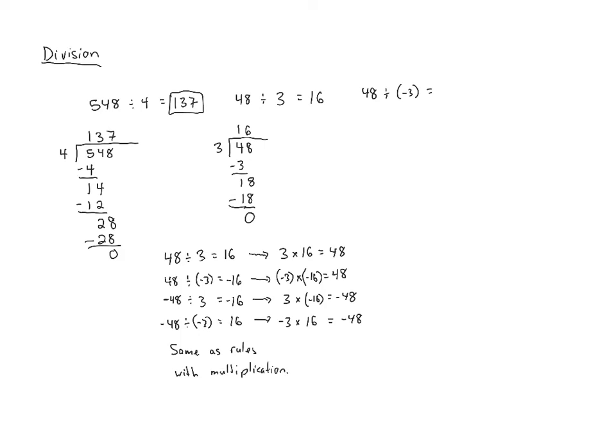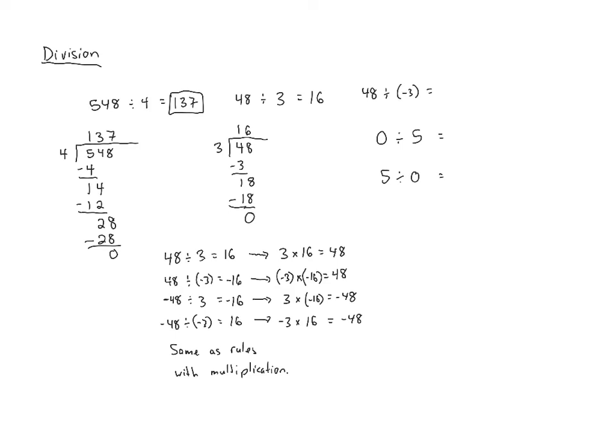So now we know how to perform division, and we know how to deal with positives and negatives. So we're almost there, but there's one more thing we have to talk about. We have to talk about what happens when we're dividing and we have 0. So I want to look at a couple of problems. I want to look at 0 divided by 5, and I want to look at 5 divided by 0.